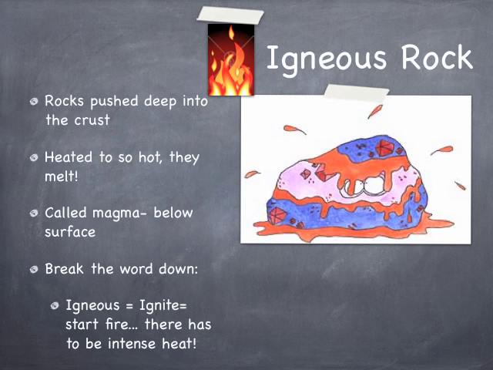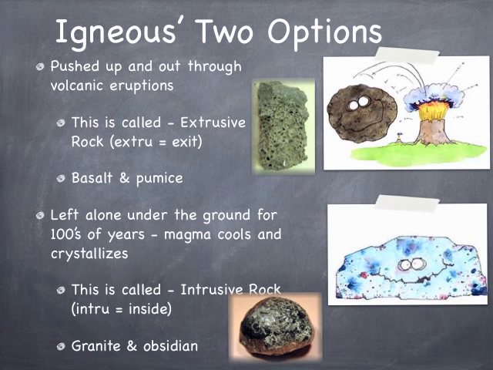If you break down the word, igneous is similar to the word ignite, and ignite means to start a fire. So there has to be an intense amount of heat to melt them. That's why we have the picture with the rock that is melting. There are two types of igneous rock. If it's pushed up through a volcanic eruption, then it's called extrusive igneous rock.